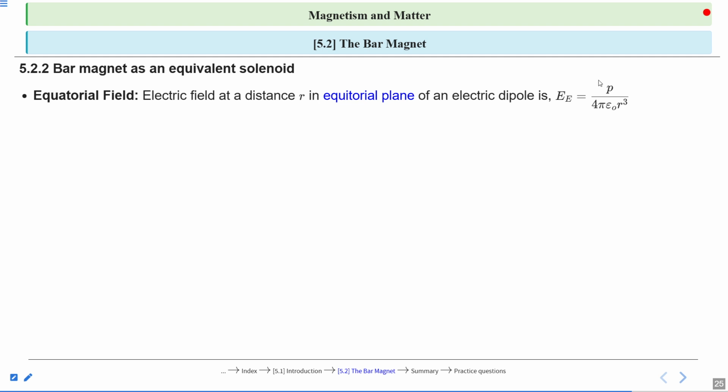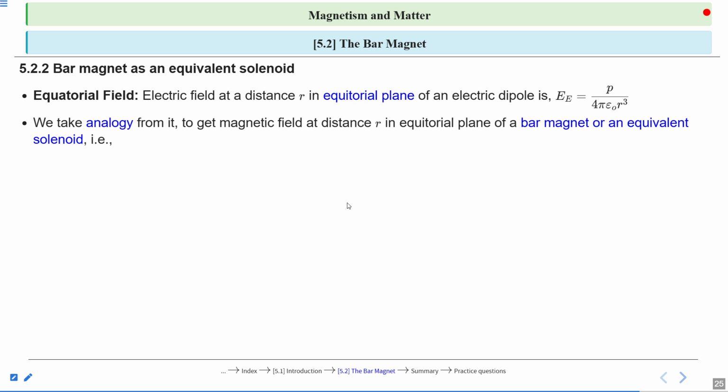Now if we replace this 1 by epsilon naught with mu naught, and p with m, this electric dipole with a magnetic dipole, and this E with B, then we will get, by analogy, the magnetic field at a distance r in the equatorial plane of a bar magnet. What is the equatorial plane? The plane passing through the equatorial line. Okay.